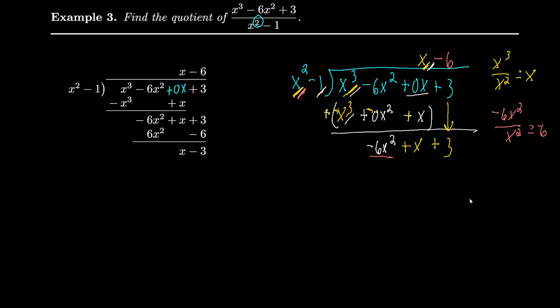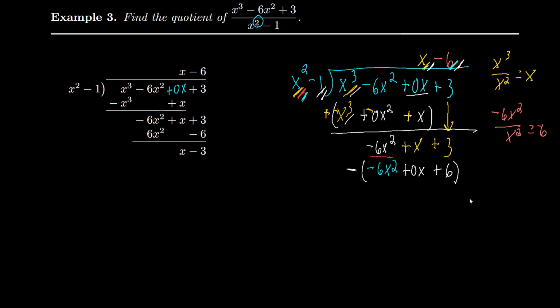So we're going to say, again, minus 6 times x squared is minus 6x squared. And then we're going to do it one last time. Okay, minus 6 times minus 1 is plus 6. So we're going to write plus 6 right here. We're going to fill in our missing term, so plus 0x. And now we're going to remember that we are subtracting all of this.